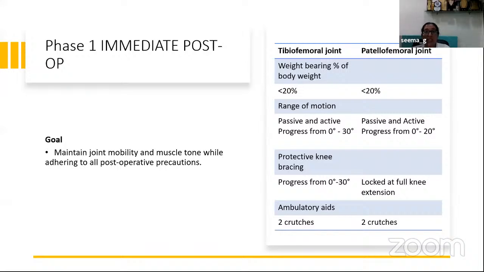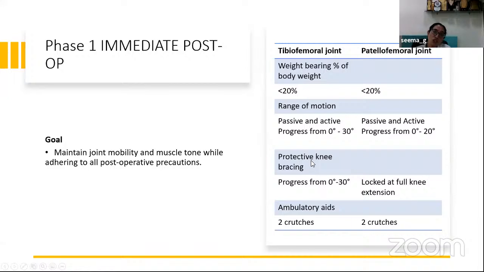Weight bearing to begin with is definitely less than 20%, and one can measure that by standing on a weighing scale with the elbow crutches under the arms, standing on one leg, and seeing beforehand how much the load is with two sticks, and whether you can really put 20%. At this time, the range of motion does not go beyond 20 degrees in patellofemoral and beyond 30 degrees in tibiofemoral defect correction. And definitely a protective knee brace, as a ROM brace, is required.